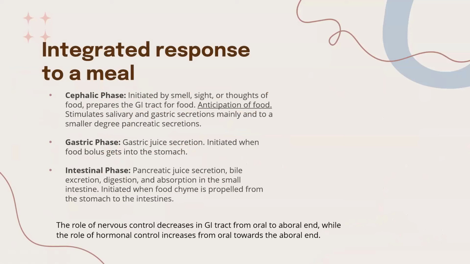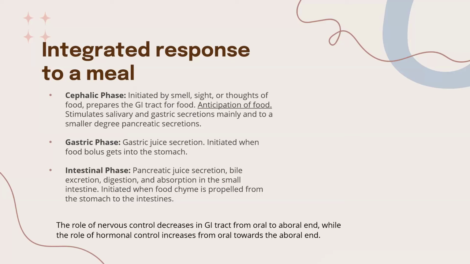The cephalic phase, from its name, is what happens mostly in our head. So let's say it's when we smell the food, when we see the food, or when we think about food. Its main purpose is to prepare the GI tract for food. So it's when your body anticipates food, which is a good thing, because when your body anticipates food, it can prepare itself for digestion in anticipation of food when it comes. So it stimulates salivary and gastric secretions mainly, and to a smaller degree, pancreatic secretions.